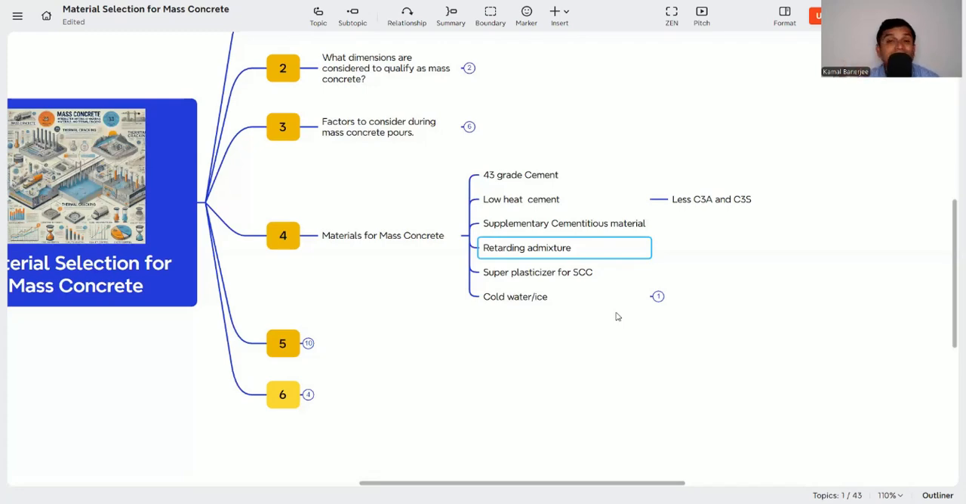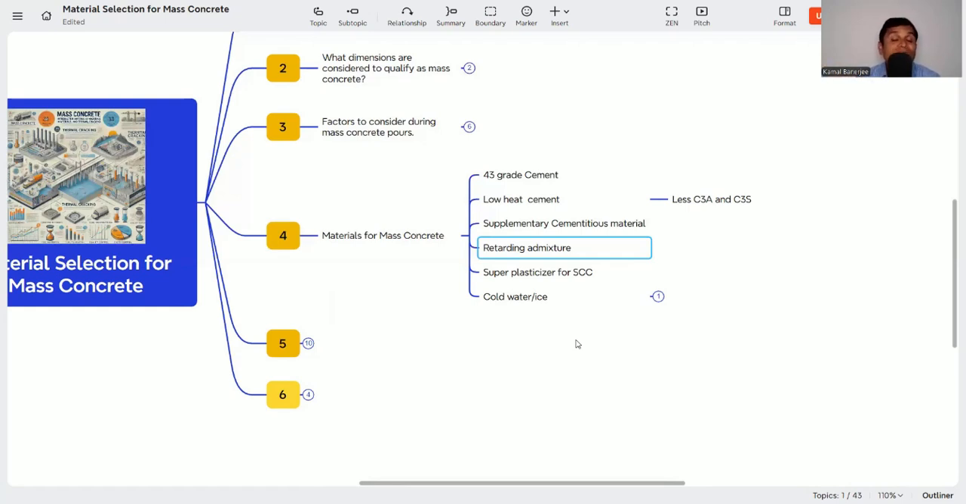Now why cold water and ice? What is our motto? Our motto is to reduce the temperature, or reduce the heat of hydration. Now, there are two parts. One is the pouring temperature, and another is the heat of hydration, which comes when the hydration process has started.